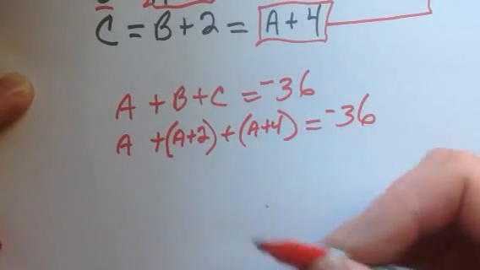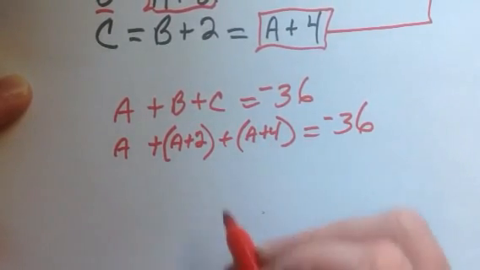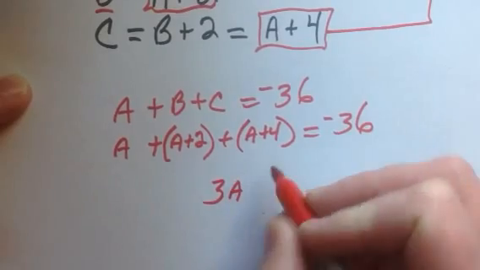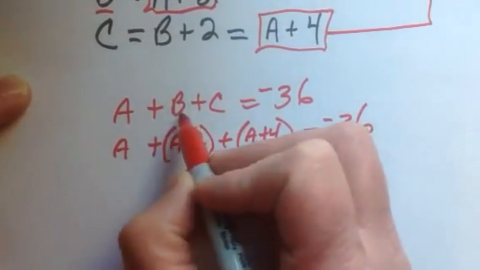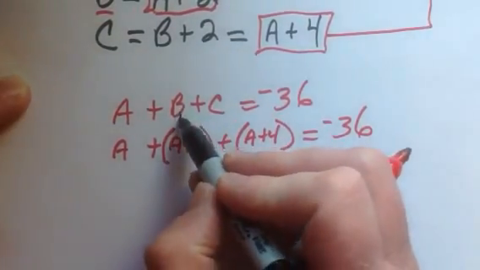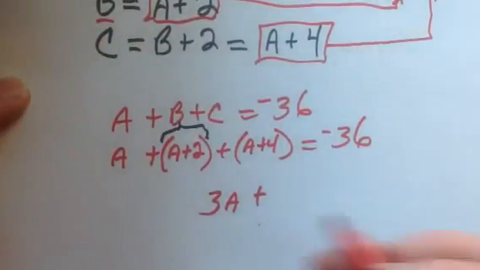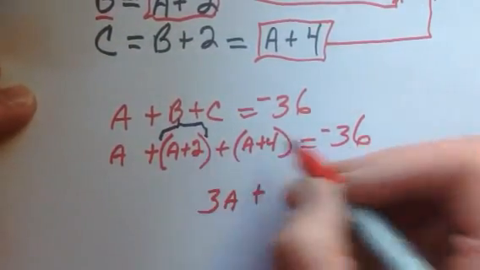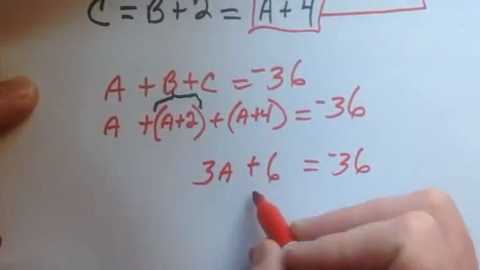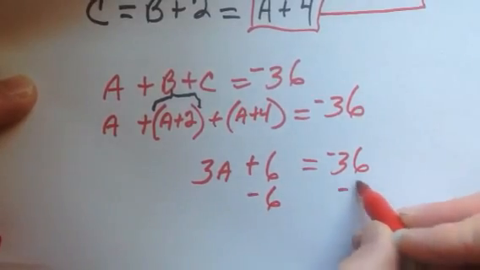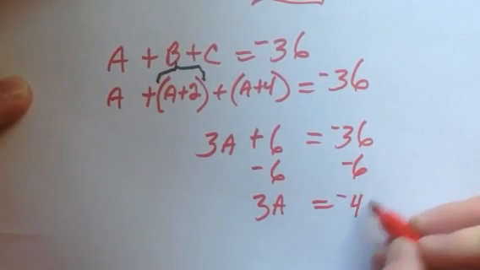Now what we have to do is isolate our variable on one side of the equation, and all the constants over to the other side. We have 1, 2, 3 A's, so we have 3A plus 2 plus 4, which is 6, equals negative 36. I put the parentheses in there so we know that we redefined B by substituting in the value we established for B. So we move the 6 over, negative 6 on both sides, and we get 3A equals negative 42.